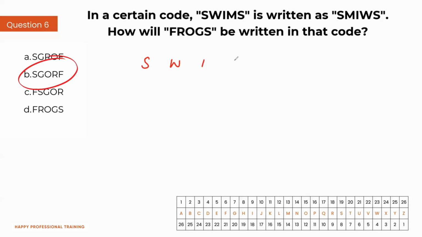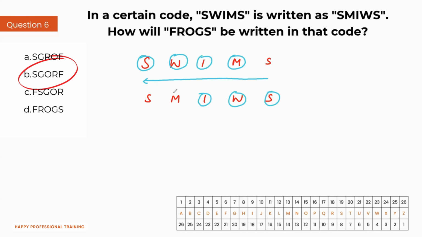Now look at this word swims. The entire word is reversed. Look here. Let's apply the same to frogs. So reverse the entire word. It becomes SGORF. So B is the correct answer.